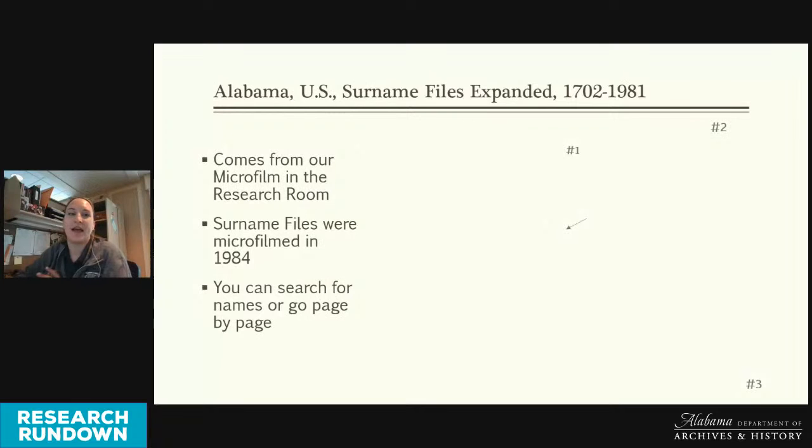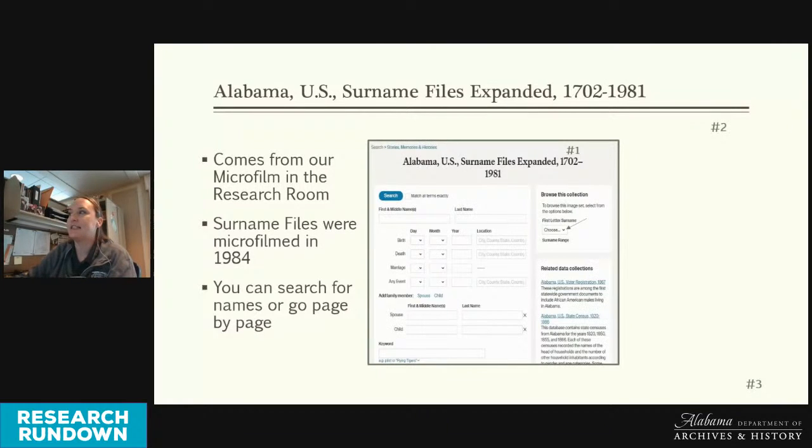So let's see. The Alabama U.S. Surname Files Expanded, we're going to talk about that one first. This one comes from our microfilm in the research room, as I said before, and the surname files were microfilmed in 1984. And so this is how you would go to it. You can see here the collection title up at the top, Alabama U.S. Surname Files Expanded. They have a nice little place where you can input the information.